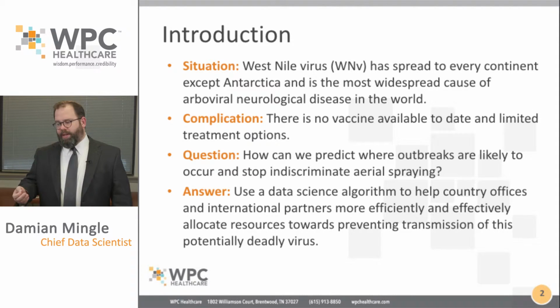So the question really becomes, how can we predict where outbreaks are likely to occur, and how can we stop indiscriminate aerial spraying? Our answer is we would like to use data science and the algorithms that it provides, specifically to help country offices and international partners more efficiently and effectively allocate the resources towards preventing transmission of this potentially deadly virus.